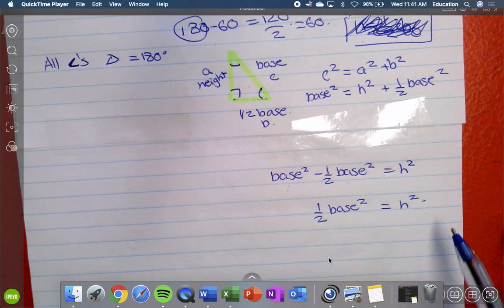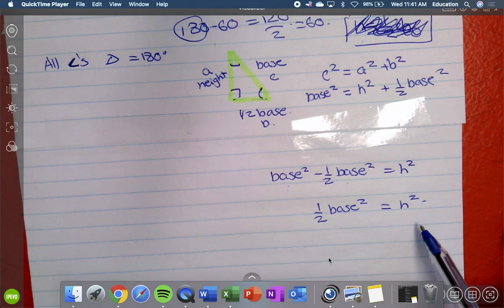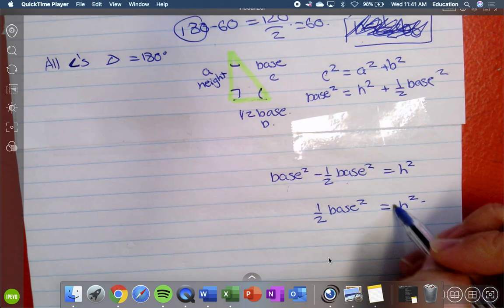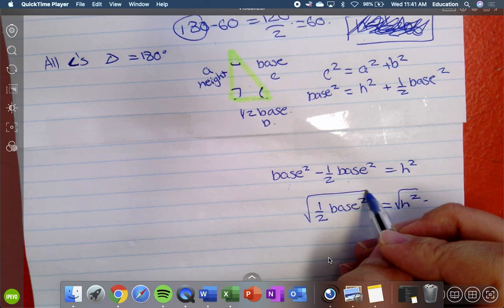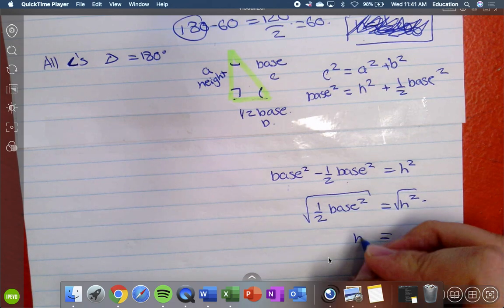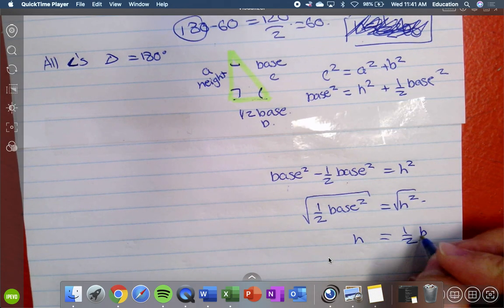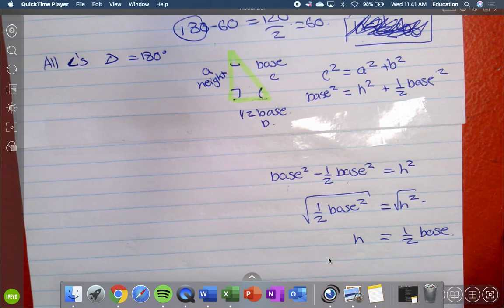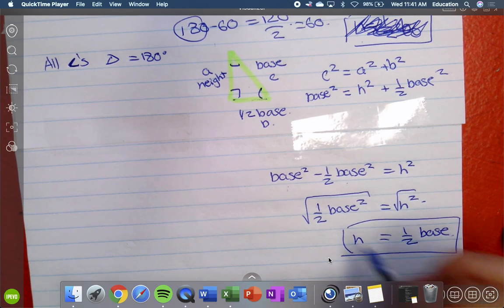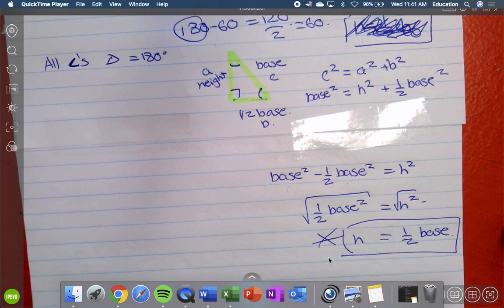How do I isolate for the h? Yeah. So square root both sides. So here I have height is equal to half of base. This is the shortcut that you write on your memory sheet. If you don't, you have to do all this math again.